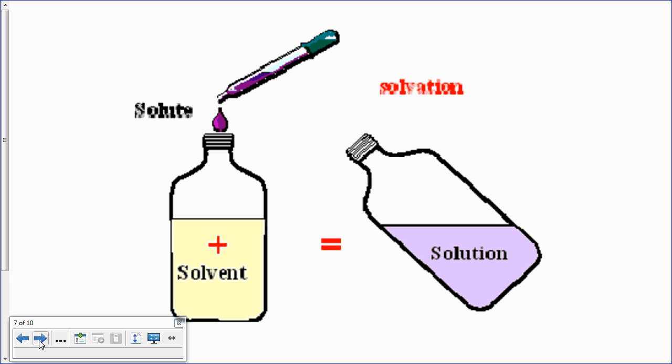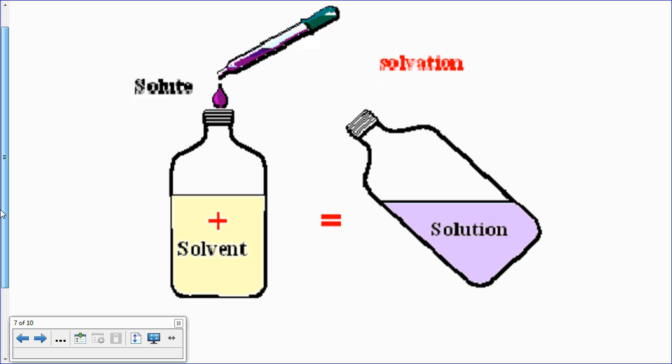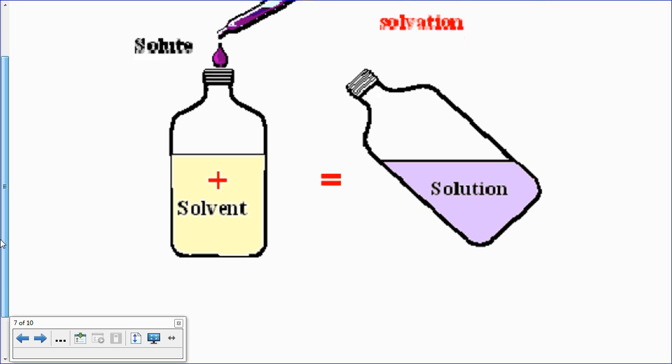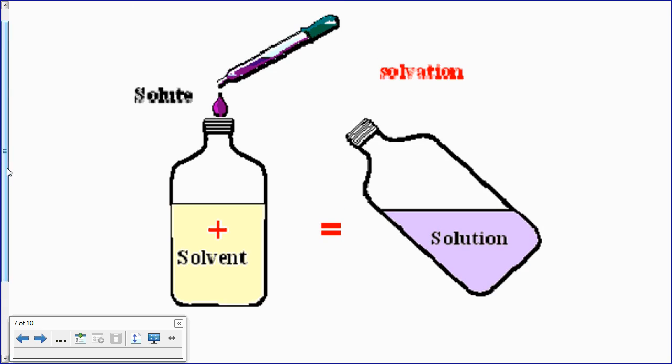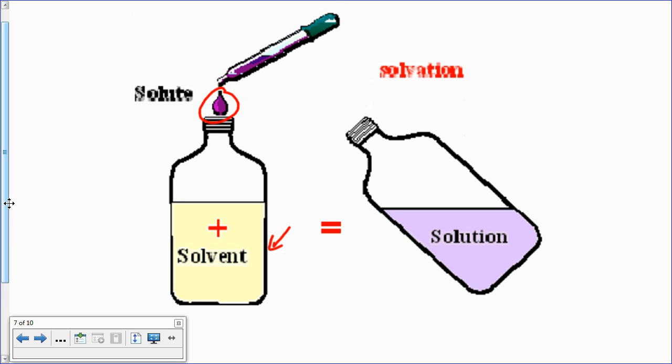So we're still at the bottom of page 6 here. We've got some pictures of what the solute and solvent are. The act of a solute becoming dissolved is called solvation, but we don't really need to know that. Solute, solvent and solution. So you've got the solute, a little bit. That's a little bitty bit. And the solvent is a lot of it. And together we get a solution.